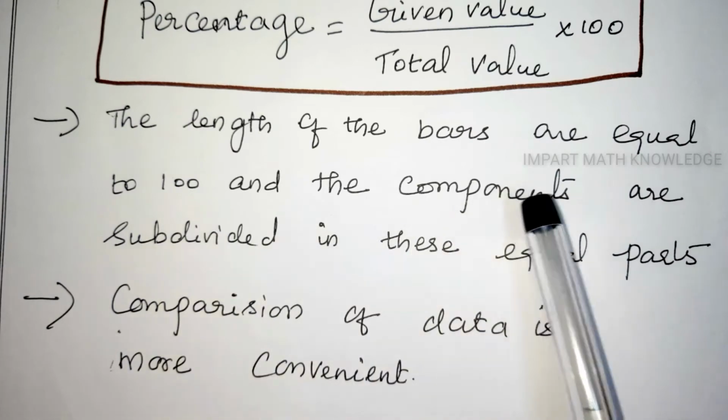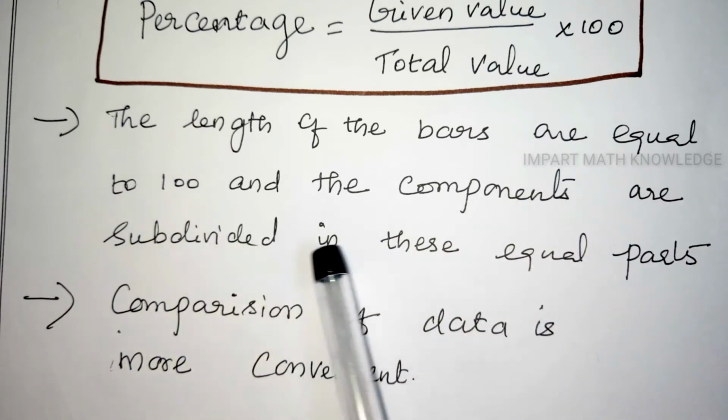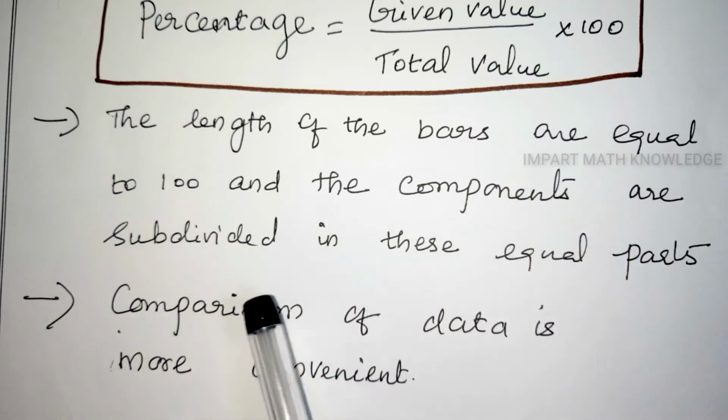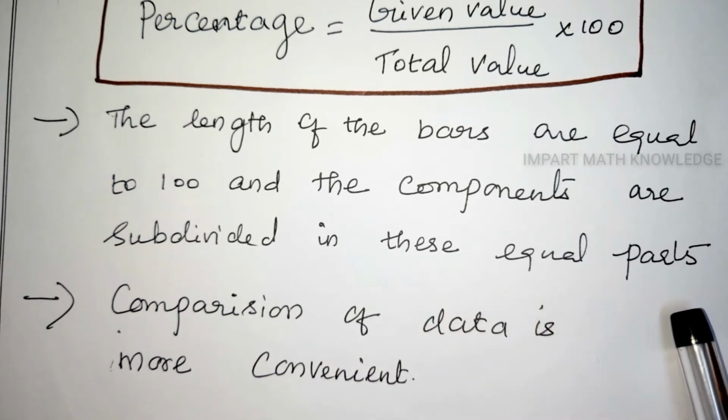The length of the bars is equal to 100, and the components are subdivided in these equal parts. Comparison of data is more convenient. The length of the subdivided bar diagram is different, but in the percentage bar diagram it is equal. Because we convert all the values into percentages, the length of the bar is 100. Comparison of data is more convenient than with the subdivided bar diagram.